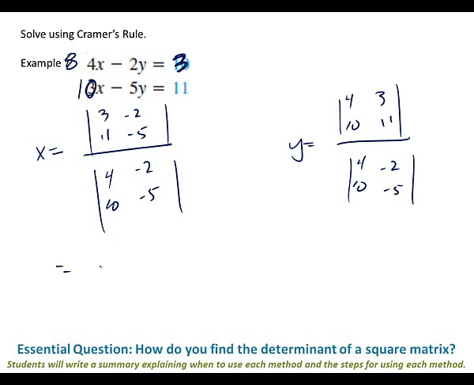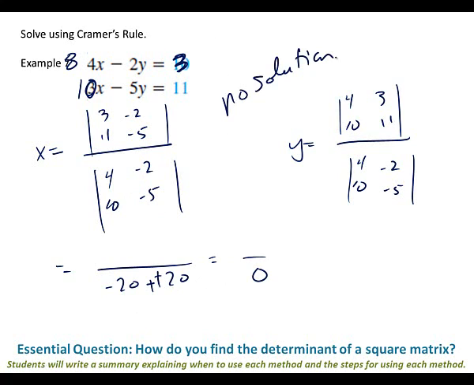Okay, so let's try the denominator first. What is 4 times negative 5? Minus, what is 10 times negative 2? Uh-oh, what's my denominator? 0. It's 0. So do I need to keep going? What's the answer? No solution.